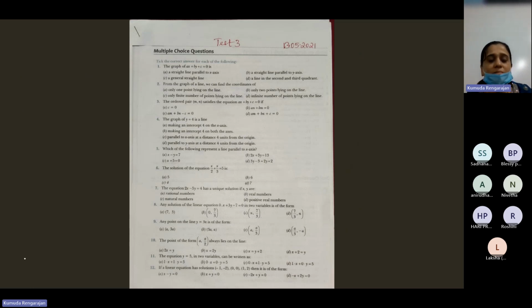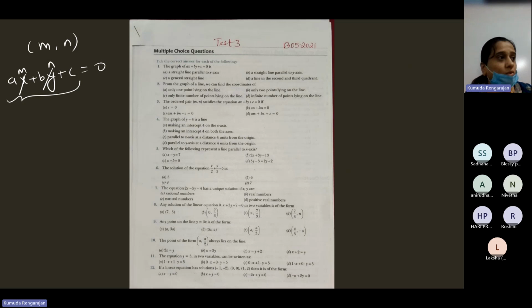So for this question, ax plus by plus c is equal to 0, and the point (m, n). In place of x, use m. In place of y, use n. And this answer should be 0. Then only it satisfies. This LHS answer should be 0.